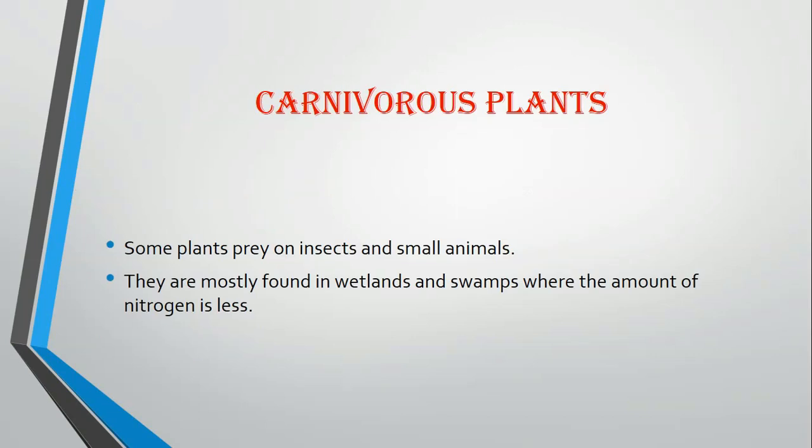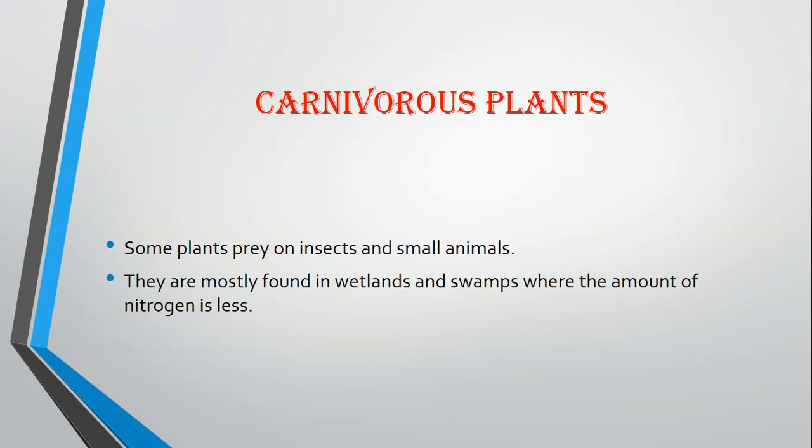Next one is carnivorous plants. Carnivorous plants means some plants prey on insects and small animals. Some plants eat insects and small animals, and these plants are called carnivorous plants. They are mostly found in wetlands and swamps where the amount of nitrogen is less. These carnivorous plants are found in wetlands and swamps, and the amount of nitrogen is less in these areas.